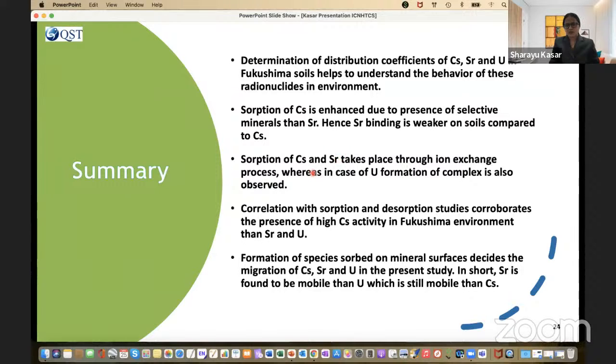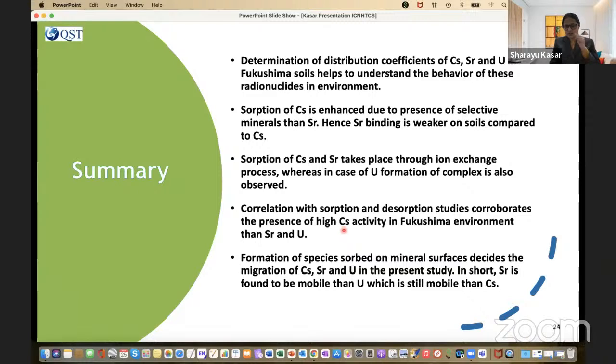Determination of distribution coefficients of cesium, strontium, and uranium in Fukushima soils helps to understand the behavior of these radionuclides in the environment, and it is important from the locals' point of view. Sorption of cesium is enhanced due to the presence of selective minerals, more than strontium. Hence, strontium binding is weaker on soils compared to cesium. Sorption of cesium and strontium takes place through an ion exchange process, whereas uranium complexation was also observed. Correlation with sorption and desorption studies corroborates the presence of high radiocesium activity in the Fukushima environment compared to strontium and uranium.